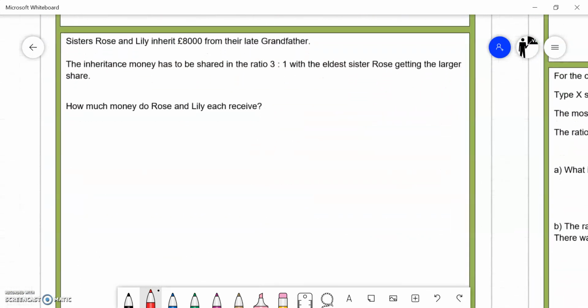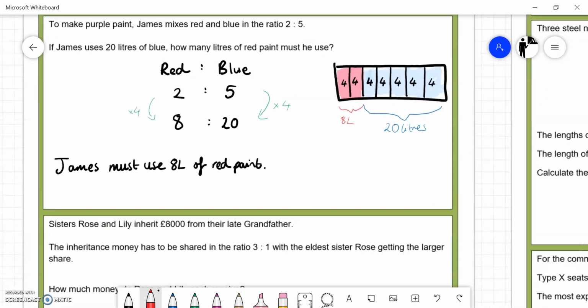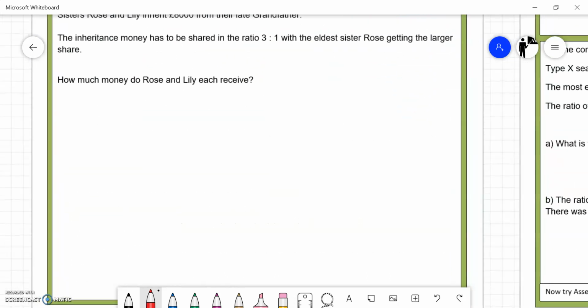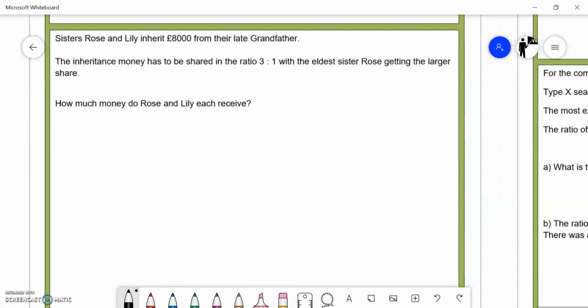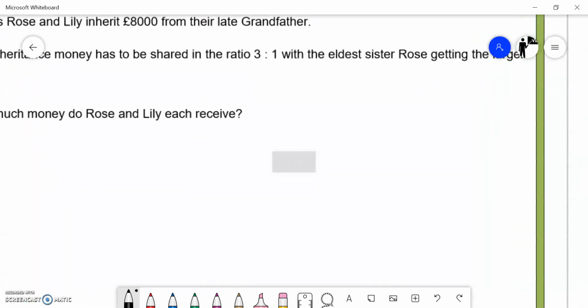Sisters Rose and Lily inherit £8,000 from their late grandfather. The inheritance money has to be shared in the ratio of 3 to 1, with the eldest sister Rose getting the larger share. How much money do they each receive? So here we're sharing the total amount. In the last question we were scaling up, but in this problem here we shared the total amount. I'm going to once again do this with a bar model, and then I'll show you how we can do our working.